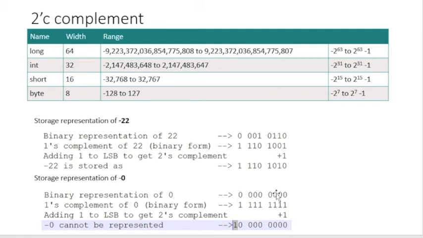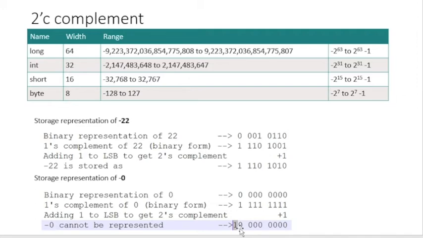So the binary representation of 0 is this: all bits are 0, positive. When I take the 1's complement, all the bits become 1. Now adding 1 to the LSB, the least significant bit, if you see, it is exceeding the range of 8 bits, right? So that's why in the 2's complement method, we cannot have a negative 0 representation. We can have only one 0, that is positive 0, and that's very advantageous. That's the reason 2's complement has been chosen for negative numbers.